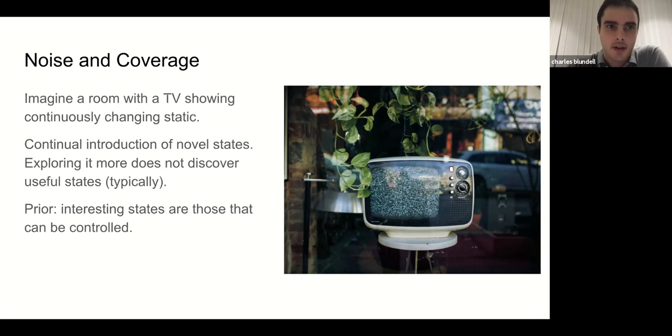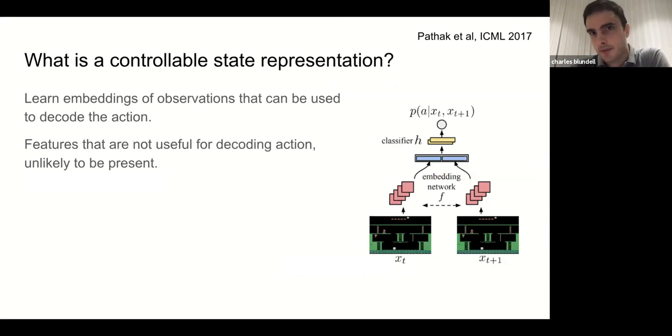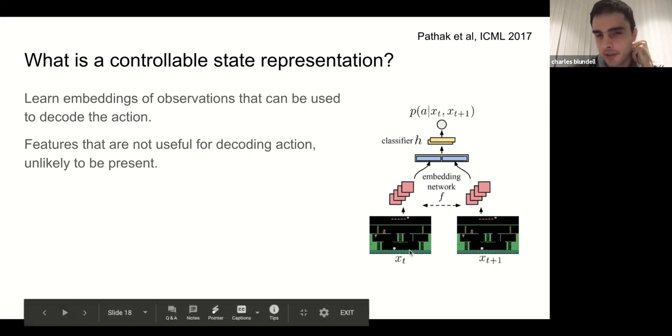But I don't think this is desirable. So we're going to put this prior in. The interesting states are those that can be controlled. So what are we going to use for this? This is some very nice work from ICML 2017. It's again another very nice idea that we all, I'm sure, wished we thought of, and it's quite straightforward.